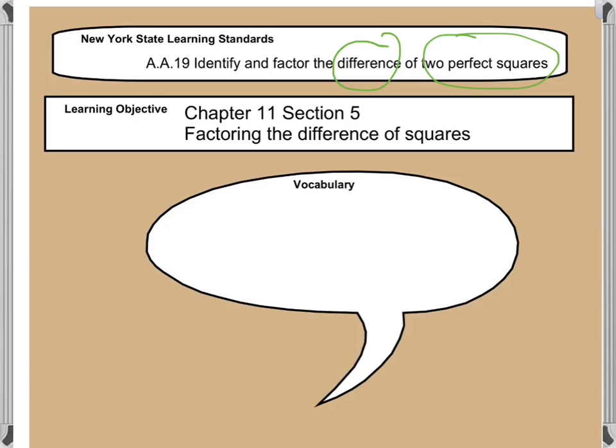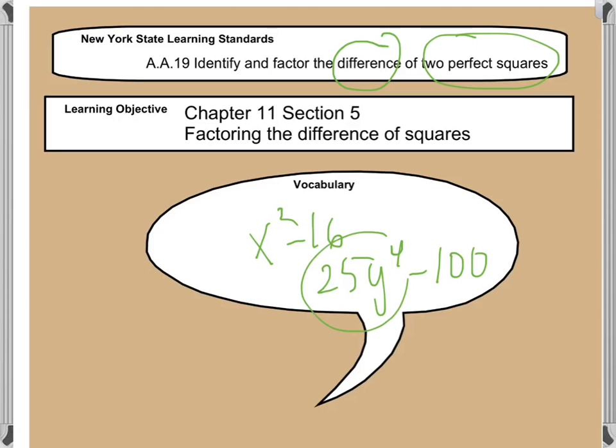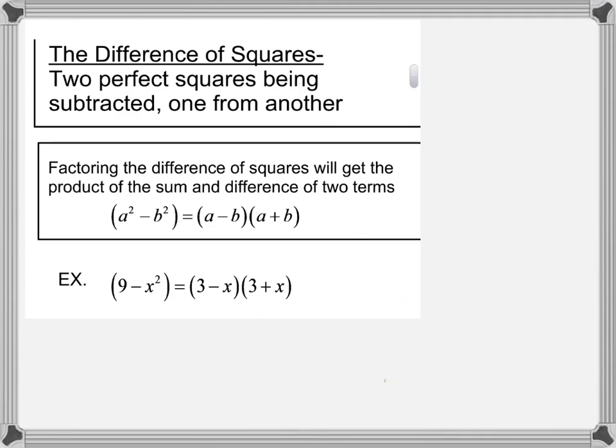The difference of squares we've seen before, like x squared minus 16. 25y to the fourth minus 100 would also be the difference of squares, because this is a square term and 100 is a square term. So the difference of squares is two perfect squares being subtracted one from another. When you factor them, you get the product of the sum and difference of two terms. We talked about this in the last lesson. So basically we're going back and forth. The last lesson was how we multiply those together, and now how we bring it from the multiplied form back into the factored form.